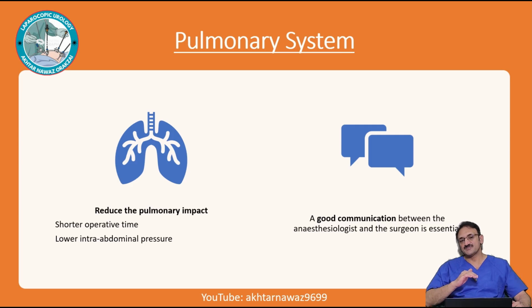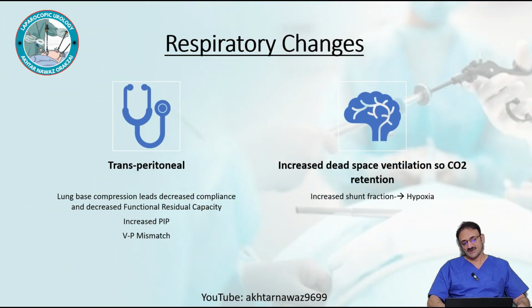If you can perform a procedure at a pressure of 8, do so. If you can perform a procedure at a pressure of 10, then don't go for 12 or 14, just try to stay at 10. If you can perform it at 8, don't go for 10. If the patient is overweight and the abdominal wall is really thick and heavy, then of course you have to go for 14. But if you can perform it at 12, don't go for 14.